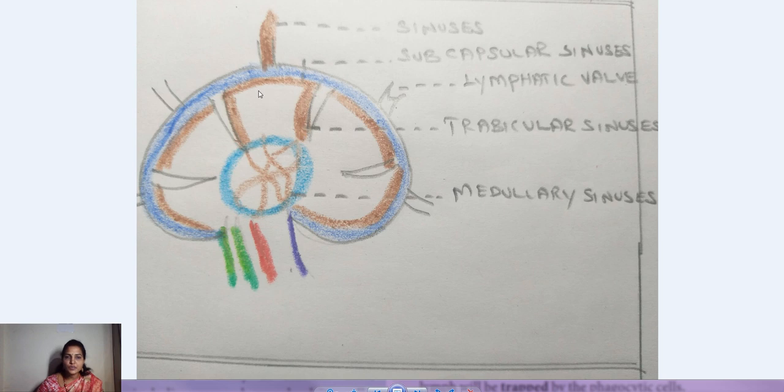So the sinuses present beneath the capsular region we are calling subcapsular sinuses. The sinuses present along the trabecular region we are calling trabecular sinuses. The sinuses present in the medullary region we are calling medullary sinuses. Okay, I'll show the next picture.